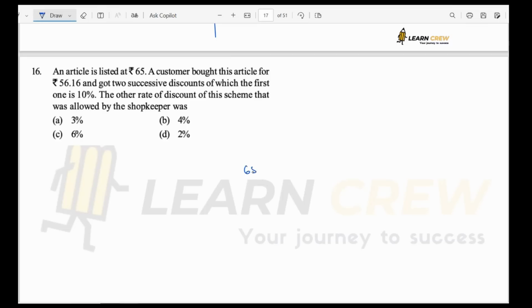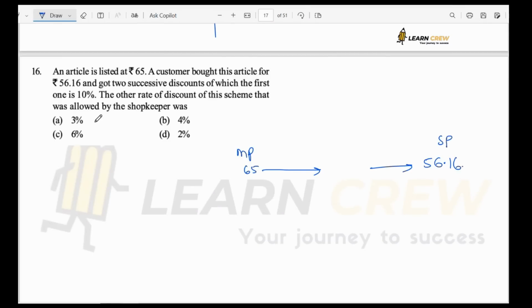65 का जो MRP था, 2 discounts के बाद finally it is available at what price? 56.16. 65 is the MRP. Finally, it is sold at 56.16. It is the meaning. Yes or no?